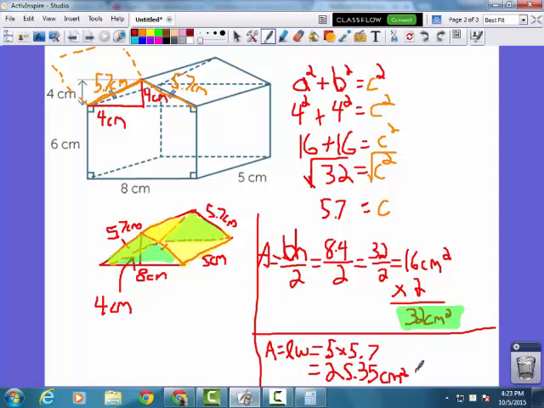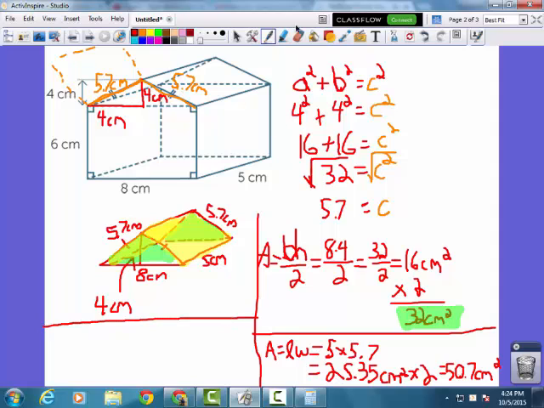So we can multiply this by 2 to get the other rectangle. If these 2 sides were different, you would have to do a separate area for that rectangle. But since they're the same, no need to do it. We can just multiply this by 2, which would give us 50.7 centimeters squared. Cool, just one to go.